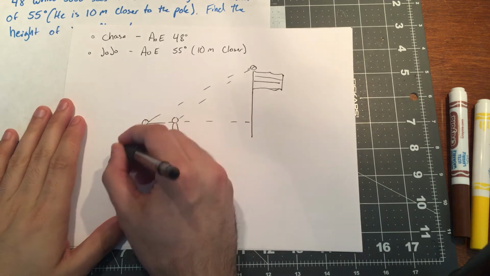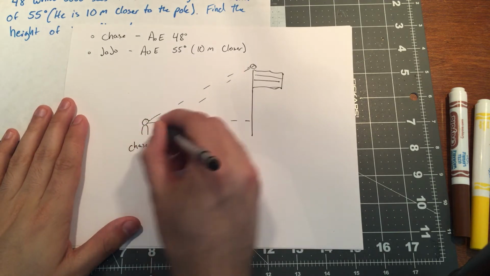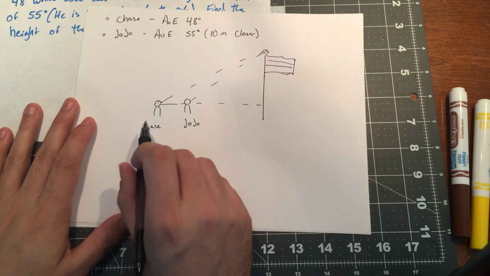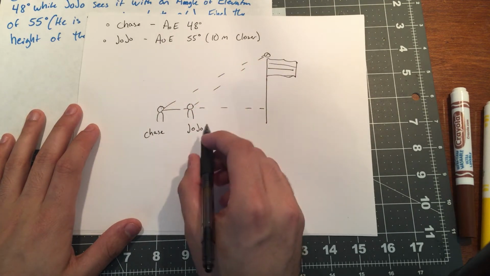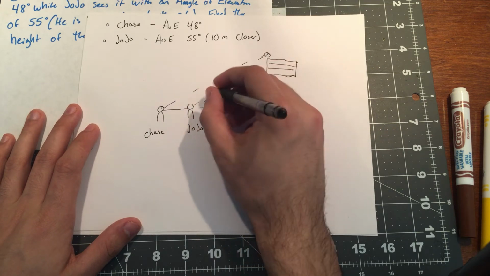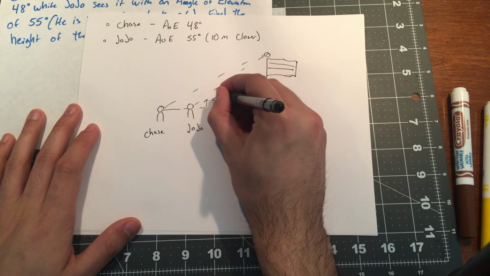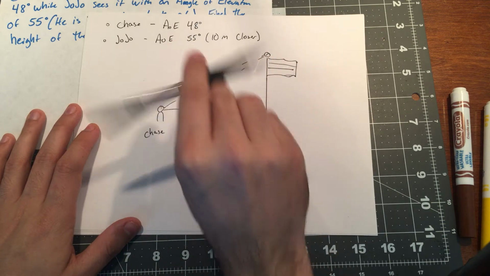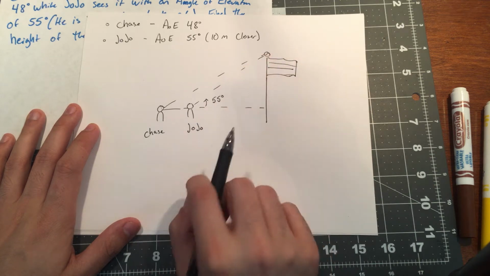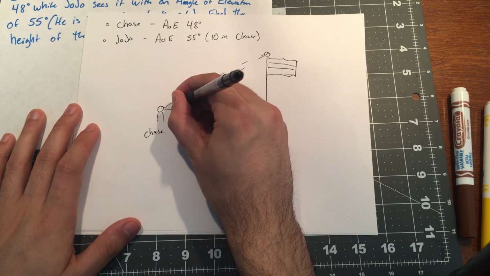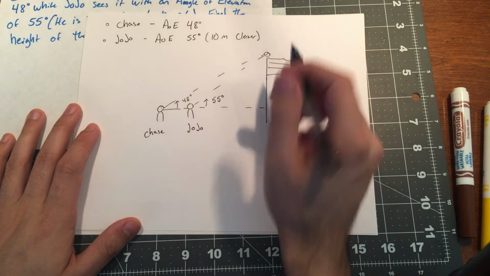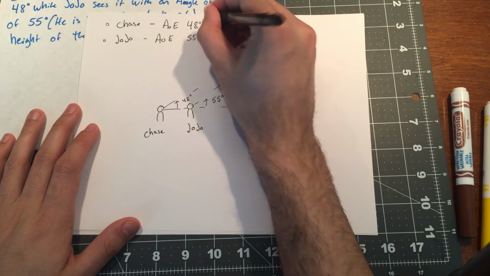Now, this is Chase, and this is JoJo. This is important. One way we know is we're told he is 10 meters closer. But also, we expect this to be a higher angle of elevation. You're going up sharper, so that if someone was standing right here, they would be almost a 90-degree angle of elevation. If you look over here, we have a 48-degree angle of elevation. So that is these two pieces.